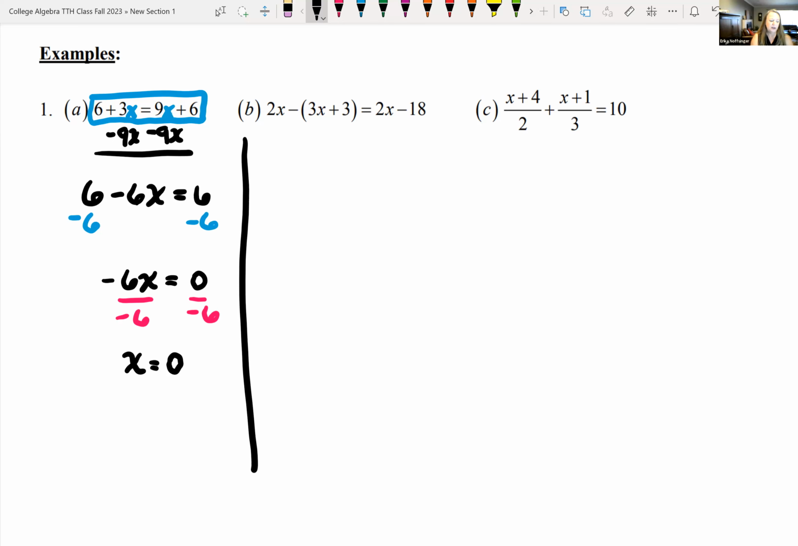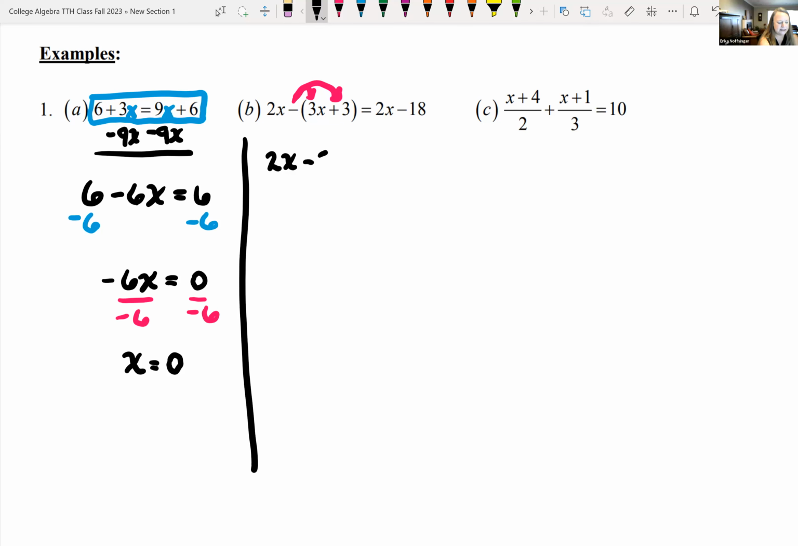Okay, so problem B. Notice that we have the parentheses there, and in front of that parentheses, there's a negative sign. So it's like we're multiplying everything in that parentheses by a negative 1. We're using what is called the distributive property here. And so we're going to distribute this negative 1. So it's important that we bring everything down in our equation that we haven't worked with yet. So I'm going to bring down this 2x.